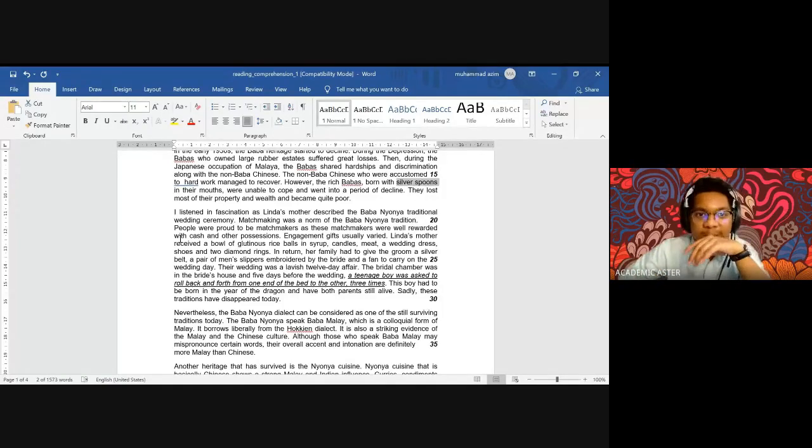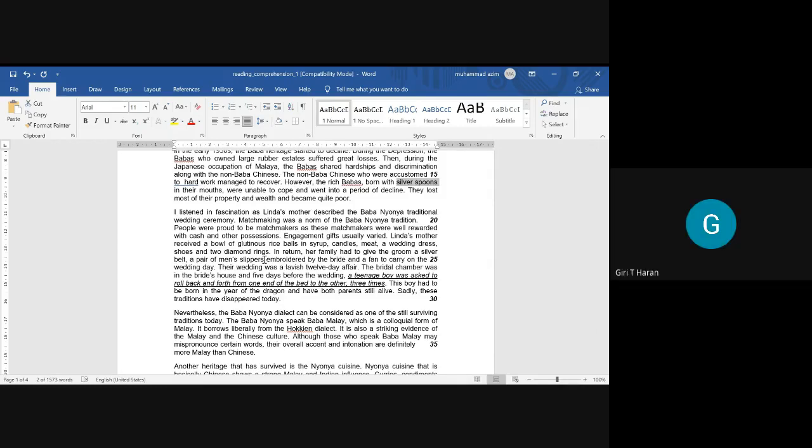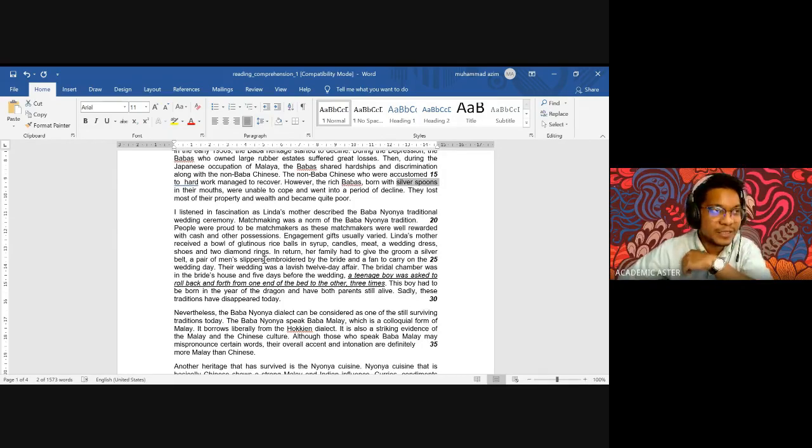All right, very good. Okay, just now, possession? What is possession? Yes, harta benda. Okay, embroidered? Embroidered cloth, like stitching. Yes, like stitching. What do we call it in Bahasa Melayu? Embroidered in Malay is sulaman. Yes, sulaman. Very good. Okay, thank you, Giri.